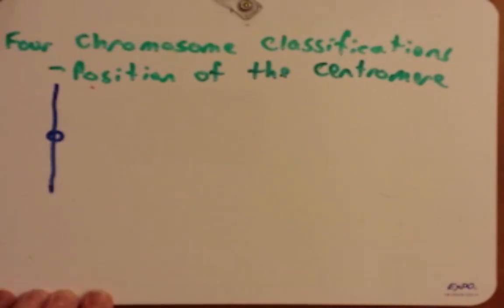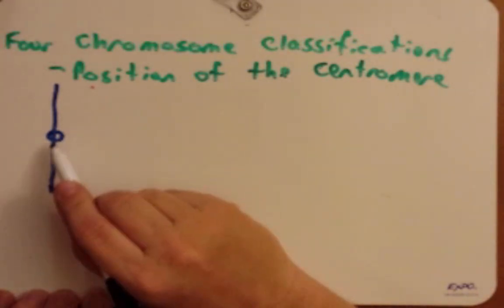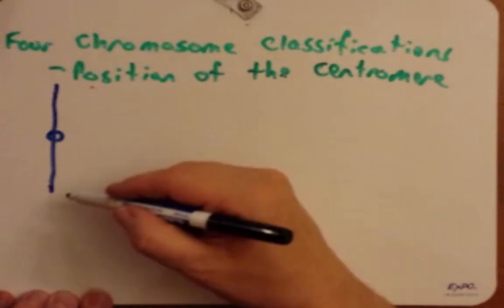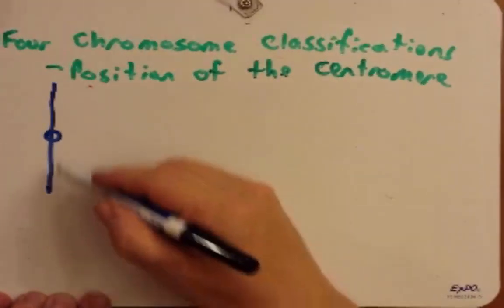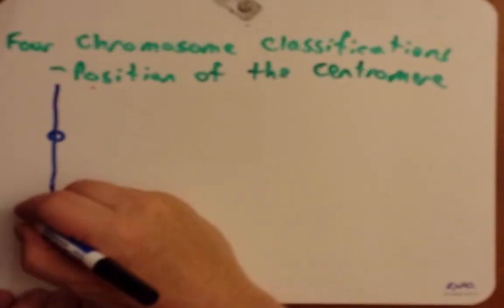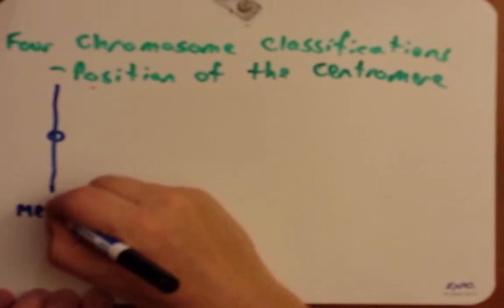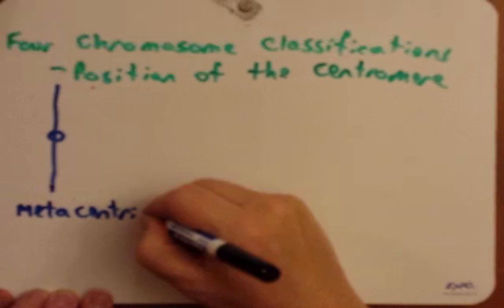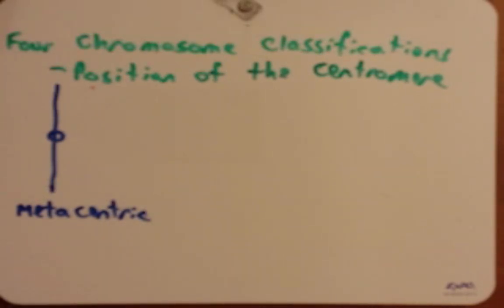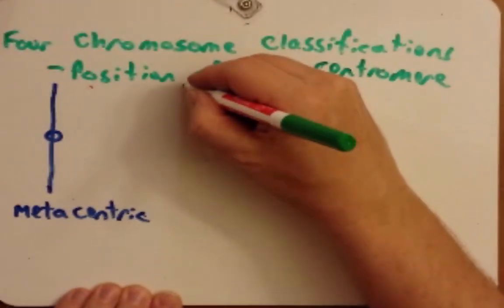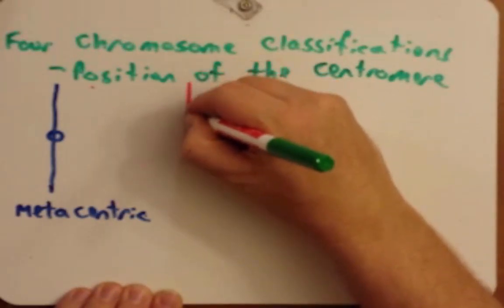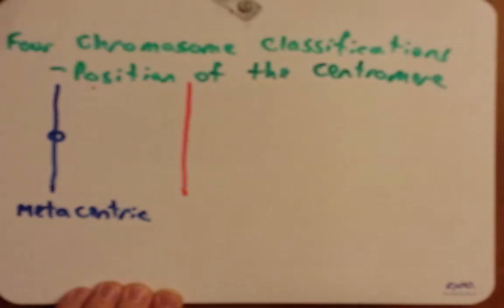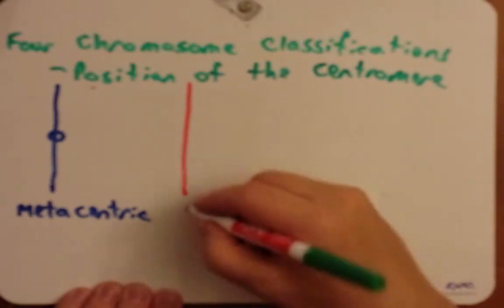In this example here, the centromere, shown here in the circle, is right in the middle of the chromosome. If you look at the whole stretch of the chromosome, it's right here in the middle. So we call that metacentric. Meta meaning middle. So it's a metacentric centromere. The next example, I'm going to draw the chromosome roughly the same length here, is called submetacentric.